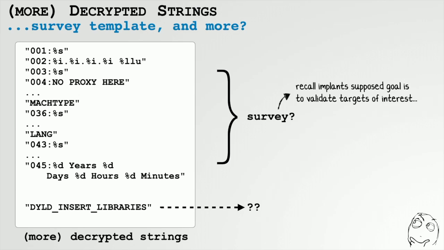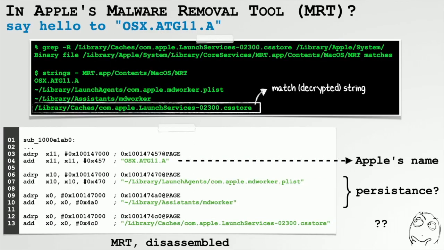Also, we have more encrypted strings. Turns out there are a large number of sequential strings that appear to be related to a survey. This is unsurprising because recall that this implant appears to be a first stage implant, as I mentioned, whose main goal is to figure out if a system is of interest to the agency. And then we also have this DYLD insert library string, which we might be familiar with in dylib injection attacks. Not sure why that's in there, but it turns out to be rather interesting.